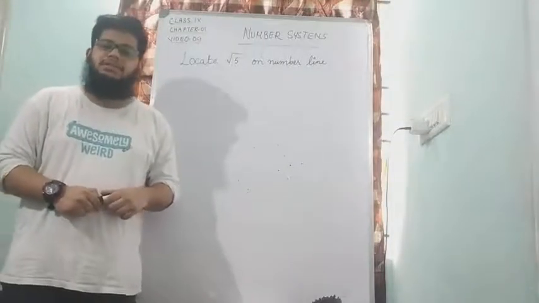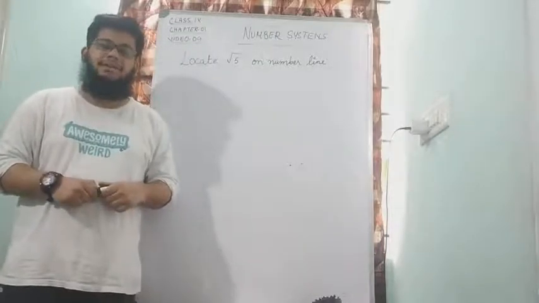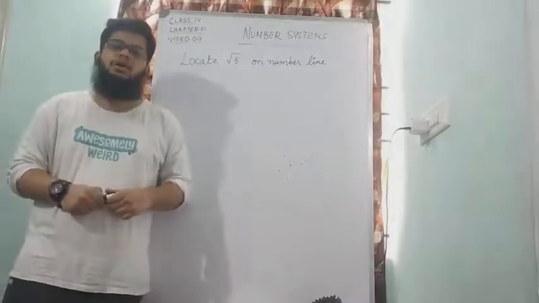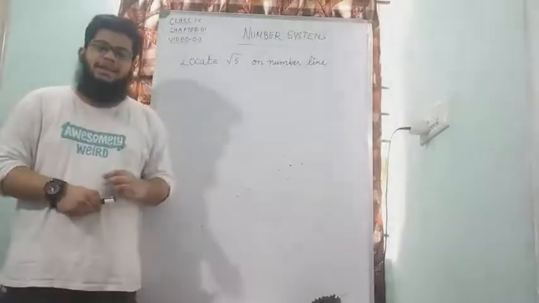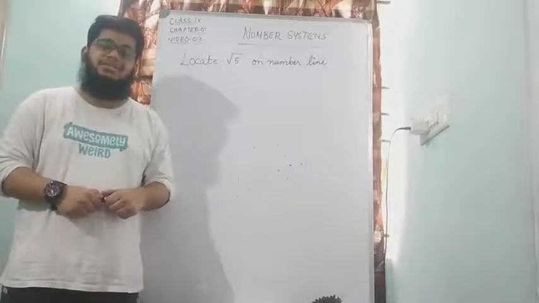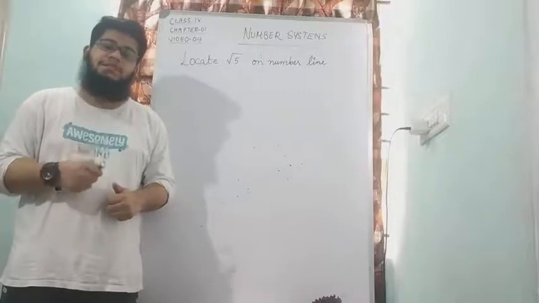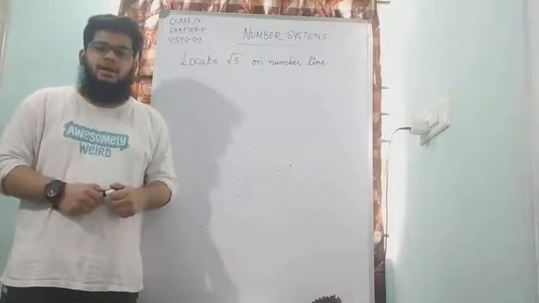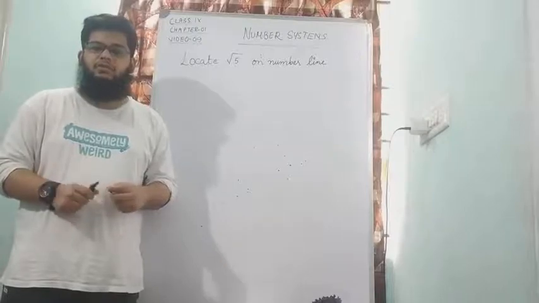In our previous classes we have seen how to locate some irrational numbers such as root 2 and root 3 on the number line. In today's class we will be learning one more irrational number, root 5, and we'll see how to locate that on the number line. So let us start by locating root 5 on the number line.